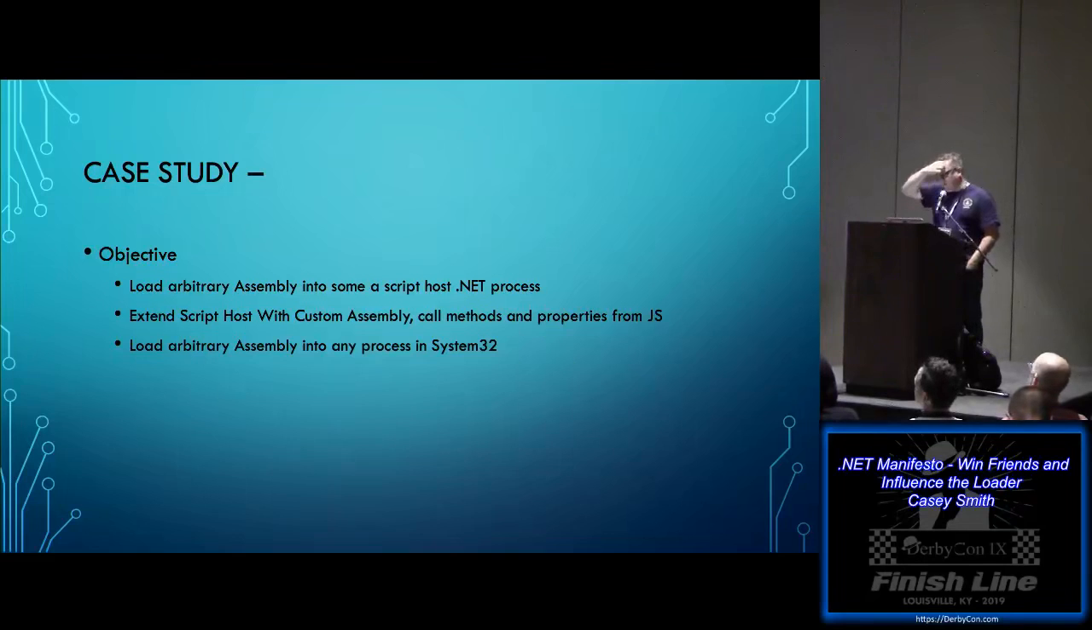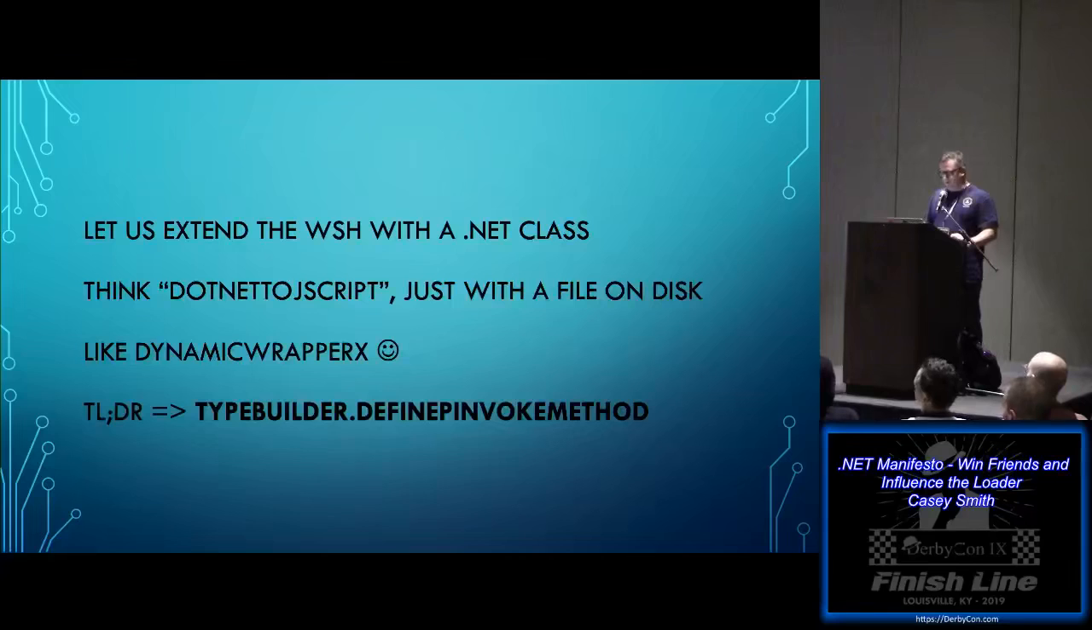So now I wanted to extend this. I wanted to be able to load any .NET assembly into JScript or VBScript. So I wanted to build my own assembly that had methods and properties that I could call, just like DynamicWrapperX might let me do. And then I wanted to be able to do that for any system32 variable. If you're familiar with DotNetToJScript, this is a similar approach. It's just that you're loading it from disk instead of deserializing an assembly. And we'll talk about some of the risks of that in a moment.